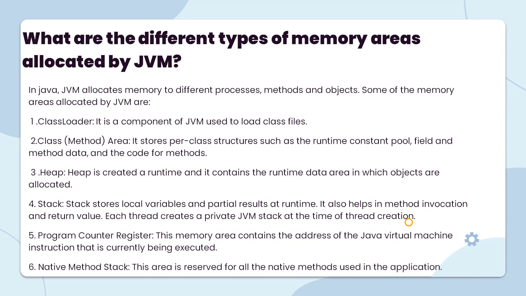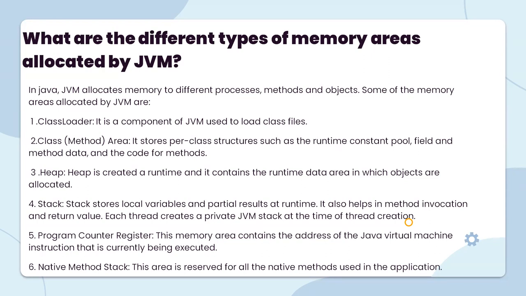The class loader is the component that the JVM uses to load the class file. When you compile your program, the .class file is loaded by the class loader. In the method area, the per-class structure is stored, such as the runtime constant pool, field and method data, and the code of the method. The heap is created at runtime and contains the runtime data area where objects are allocated.